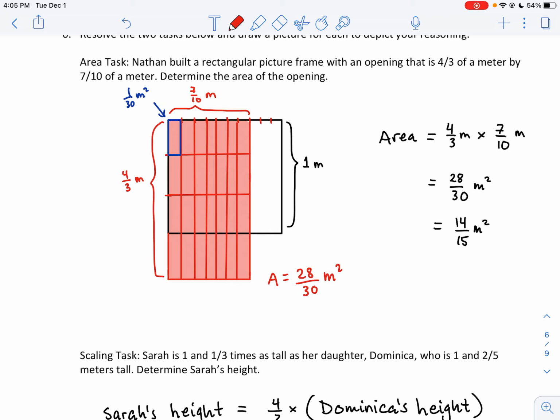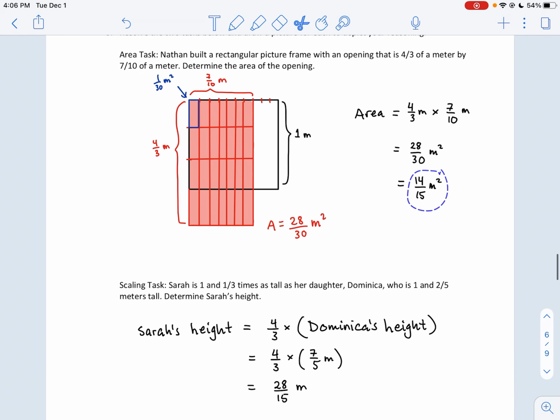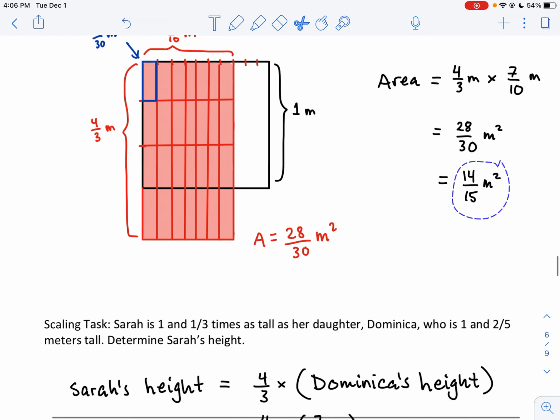We can get that from this image without ever using the algorithm. Now, of course, to find the area, you do length times width, and the algorithm for multiplying fractions says multiply the numerators and then multiply the denominators, and that gives us 28/30ths as well. The same answer we get when we actually think this through and understand what's happening. And of course, that boils down to 14/15ths of a square meter.